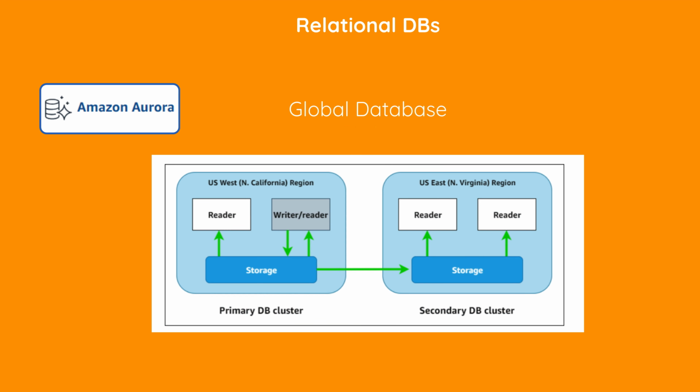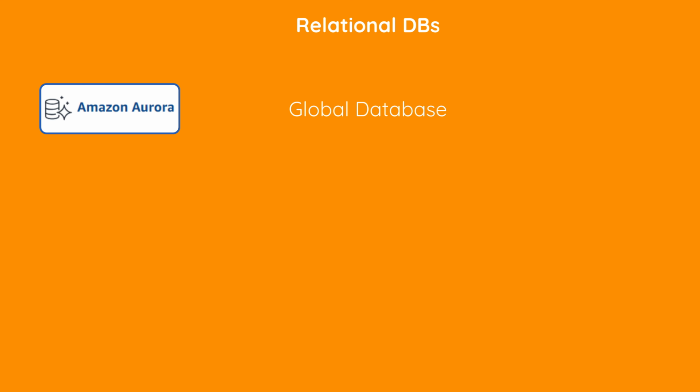Now, if you're building a global application with users around the world, Aurora has a feature called Global Database. It allows you to replicate your data across multiple regions, so users in different parts of the world can access the database quickly without waiting for data to travel halfway around the globe. So, if you have users in the US, Europe, and Asia, they can all access your database in their region, reducing latency and speeding up the app.